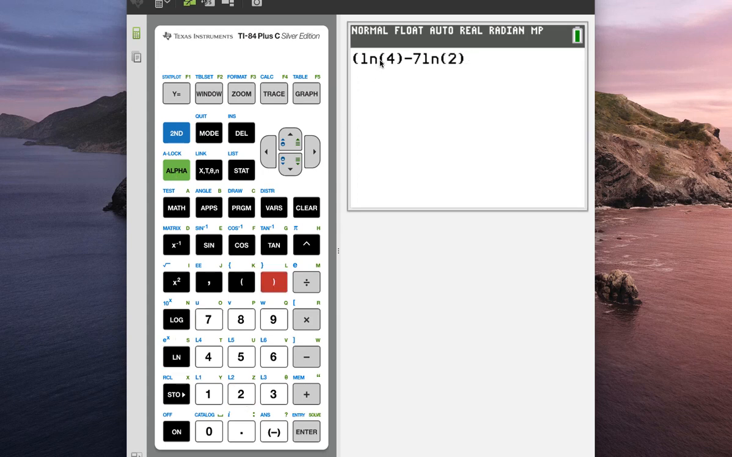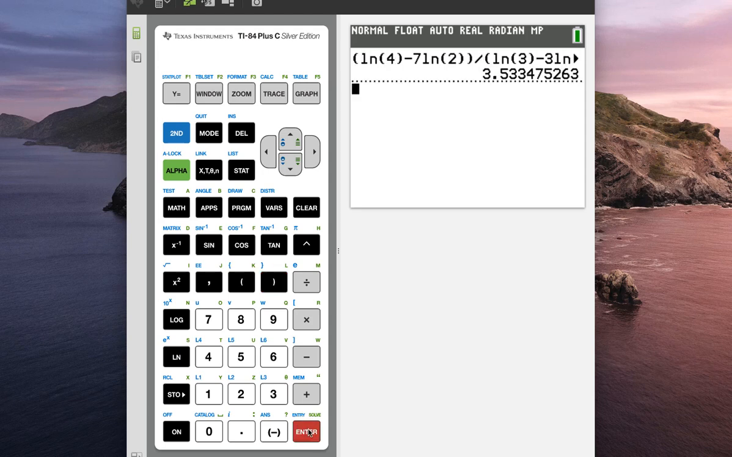Notice I've got the parentheses around the 4, the parentheses around the 2, so I need another one to close off the top of the fraction. Then I can hit divide, and then I'll put my parentheses, and then natural log of 3 minus 3 natural log of 2. And I close my parentheses again. So you just got to take an extra second and make sure you've got it in accurately. So I get 3.53 when I do that.